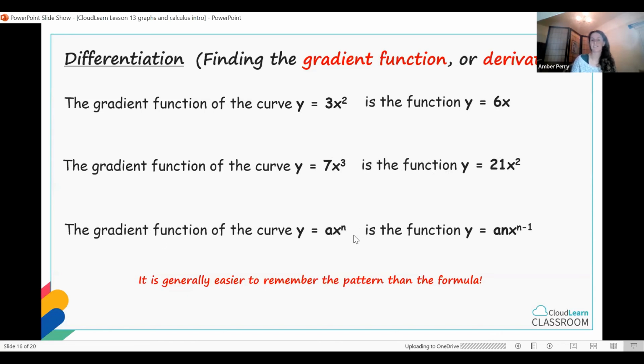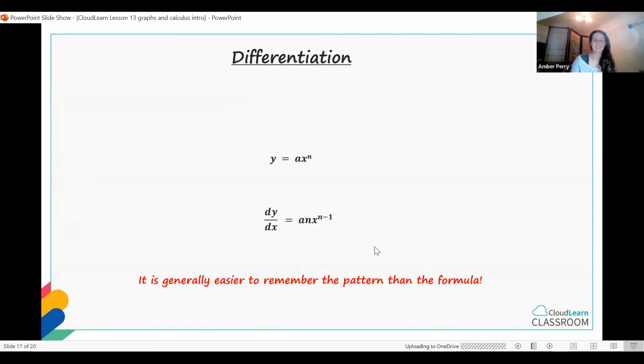The gradient function of the curve y equals a x to the power of n is the function y equals a n x to the power of n minus 1, okay? And I'm just going to write this down for you. I'm not going to prove this to you because you don't actually need to know the proof, and we really don't have long enough to do it, okay? But if you do want to know the proof, do feel free to go and watch some videos on it as to where it comes from.